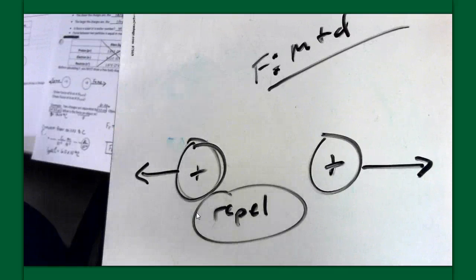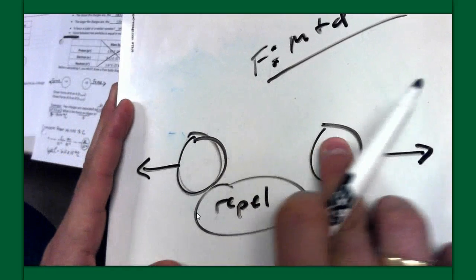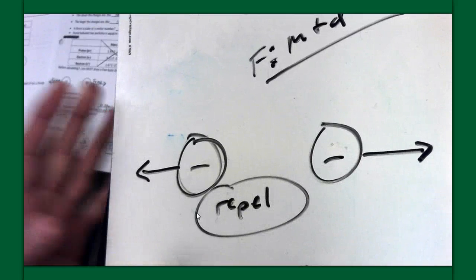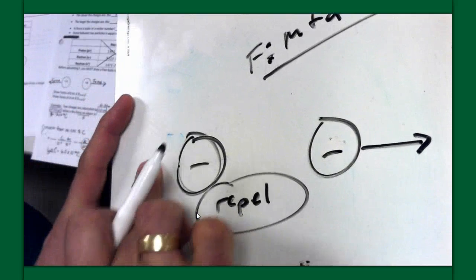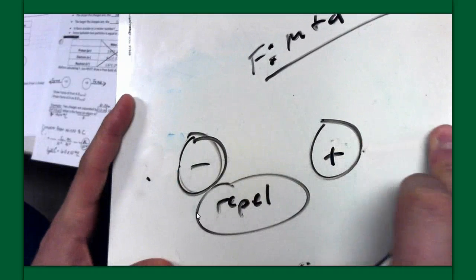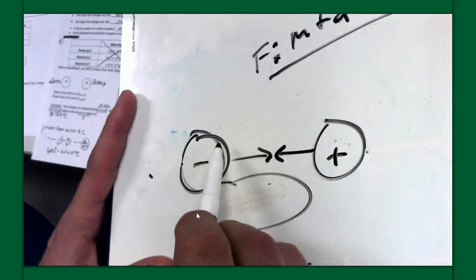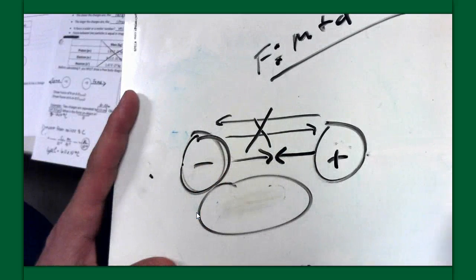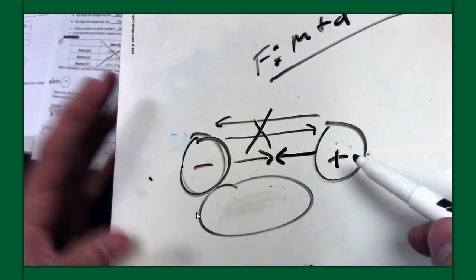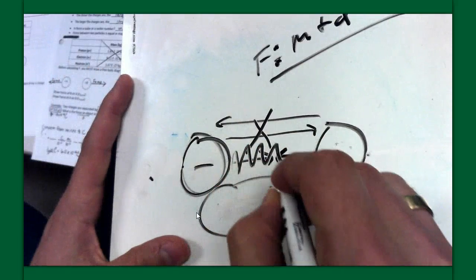You should be able to tell from the problem you're given if you have two positives or two negatives, that those are going to be repulsion forces. They're going to repel each other. However, you should know, if you're given a positive and a negative, that that is an attractive force. These two are going to attract each other. Once again, it's not that one is pulling the other one towards it. This doesn't happen. It's that they're both pulling each other towards each other, almost as if there was a slinky in here.